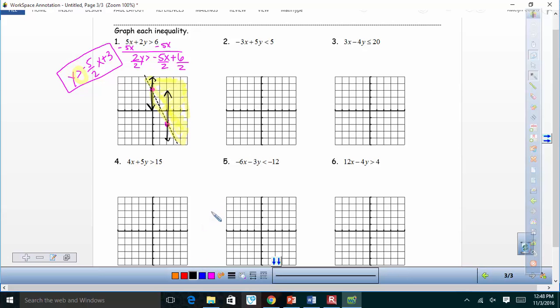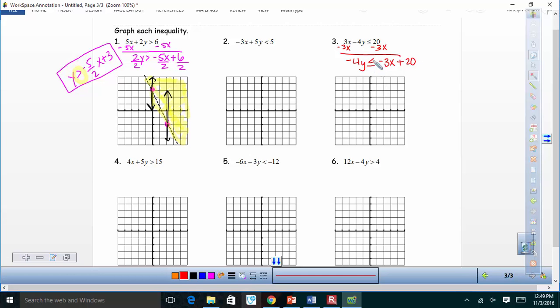Okay. Let's try another one of those. Let's look at number 3. So in number 3, we want to get y all by itself so we can graph. So JJ, what would you do first? Subtract 3x. Very good. That would give me negative 4y. Don't forget to bring down that negative in front of that 4. Is less than or equal to, and we put negative 3x first, plus 20.